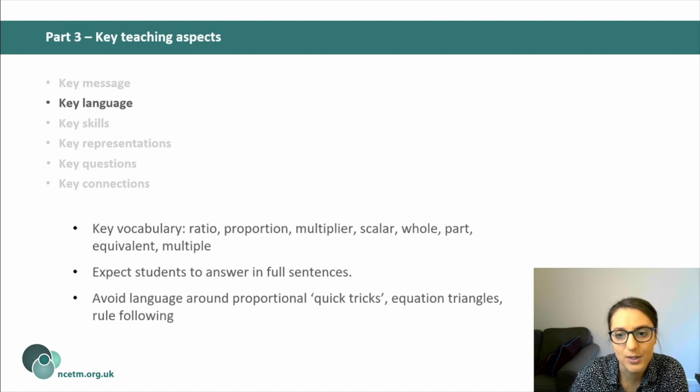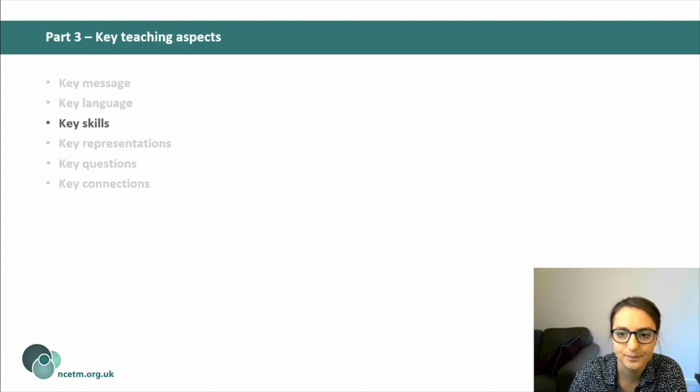Some of the key language I think about using, got some key vocabulary there. I'm increasingly careful about expecting my students to answer in full sentences, including explaining their reasoning. And I'm really trying to avoid language around proportional quick tricks. So these triangles, equation triangles, which I know are really common in secondary school, but I'm trying to move away from them and move away from rule following, so that this is based on understanding.